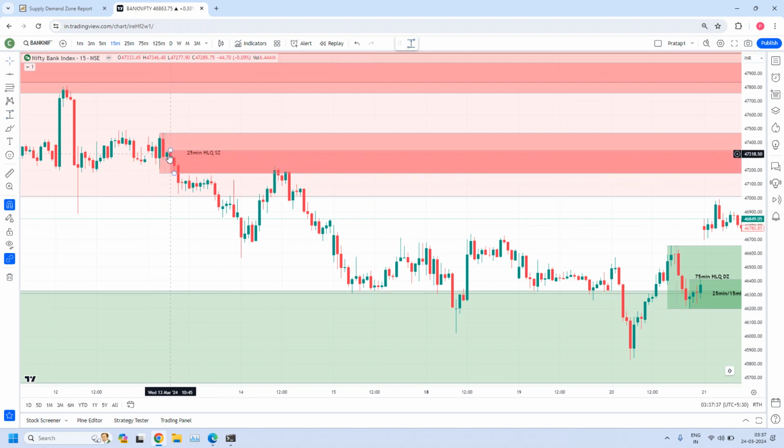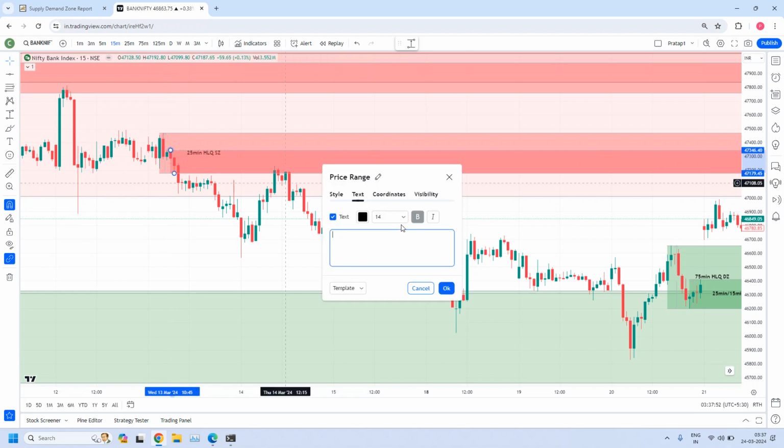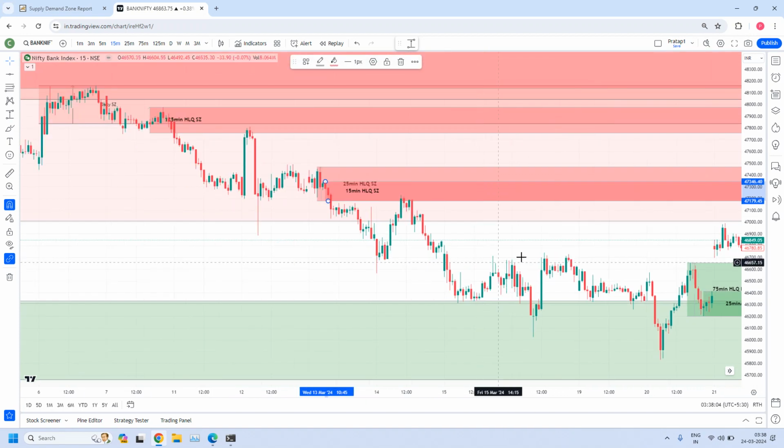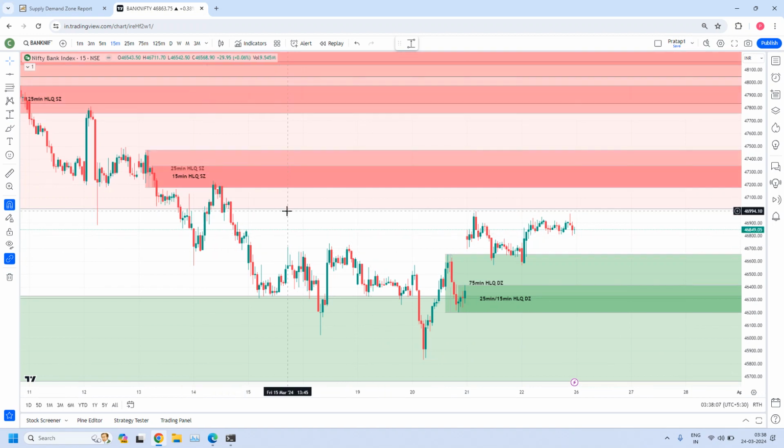This is the high of the candle, or is this one the high? What is the high here? 47341. This is 47346. So this is the highest. Okay, and this is the 15 minutes high liquidity supply zone. This is the immediate one available. Last week prices once entered into the zone and then came down, and after that price did not reach this level. So this is the only immediate level.